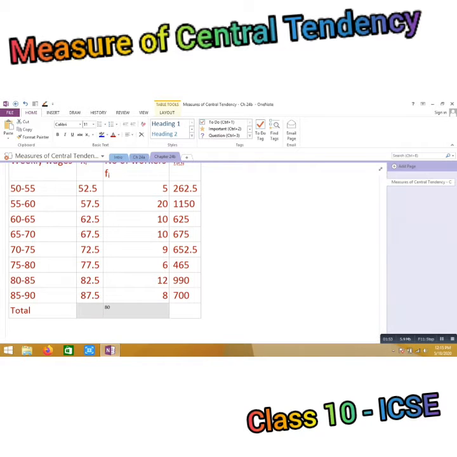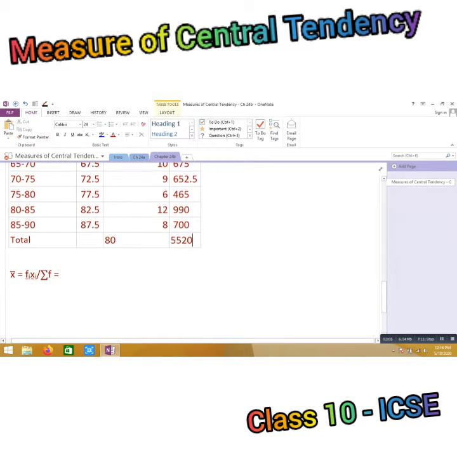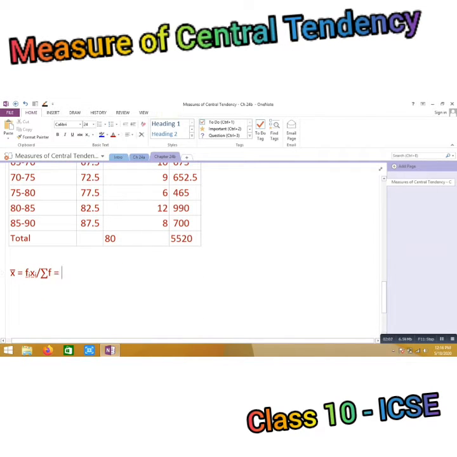So frequency is 80. The last column is 5520. Now by substituting, we can find the mean directly. 5520 divided by 80 gives us 69. So this is by the direct method.